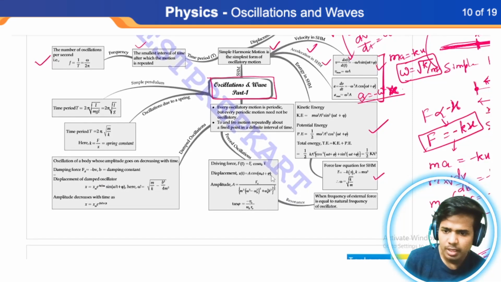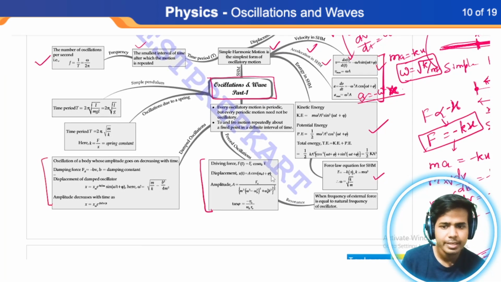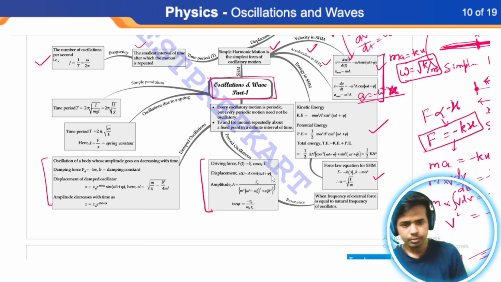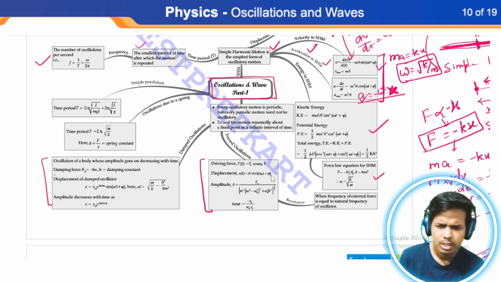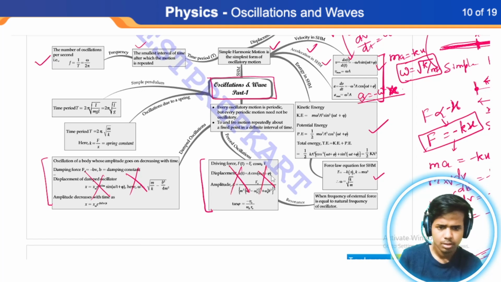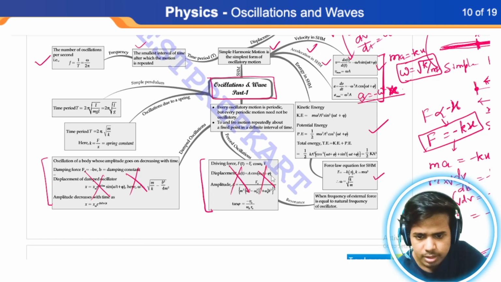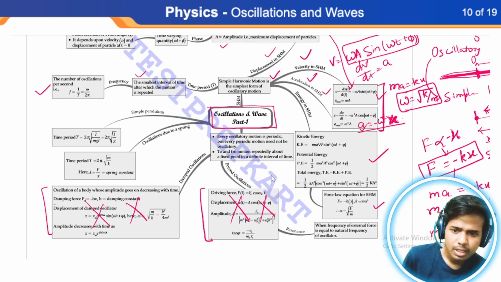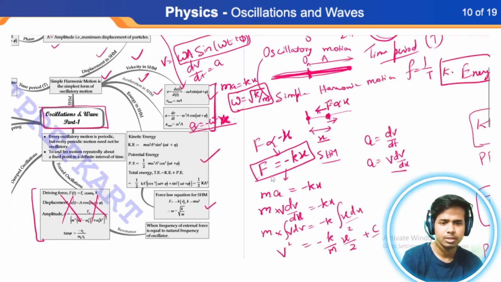See, this part is not in syllabus, as well as this part. Forced oscillation and damped oscillation are no longer in either of your syllabi, JEE or NEET. So there is no need to cover this. Anyway, it was a burden for the students earlier. So now coming to pendulum. How do you find out pendulum?